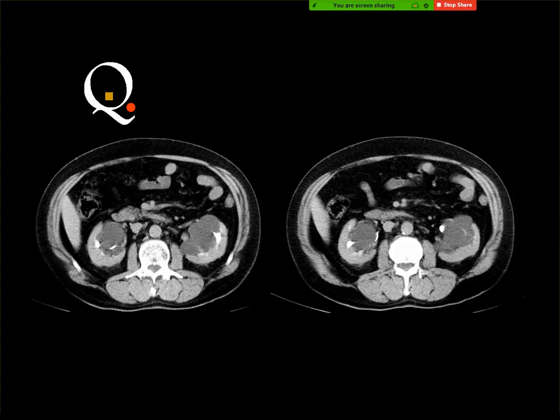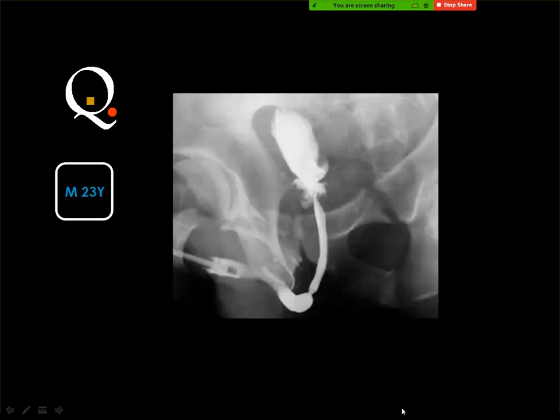Renal sinus cyst, which is different from the parapelvic cyst, since the parapelvic cyst is a cystic lesion that lies beside the renal pelvis. But this cyst is insinuating itself between the calyces through the renal sinus. Then this is renal sinus cyst.